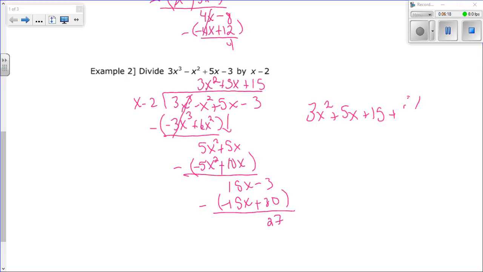See if I can get my screen in a better place. So 27 over x minus 2. So that's really nothing new from what you have been doing.